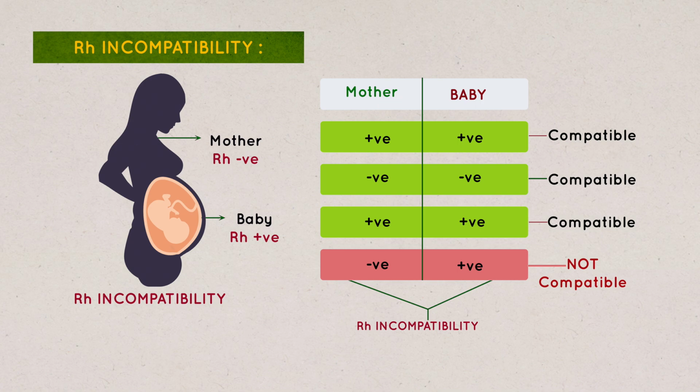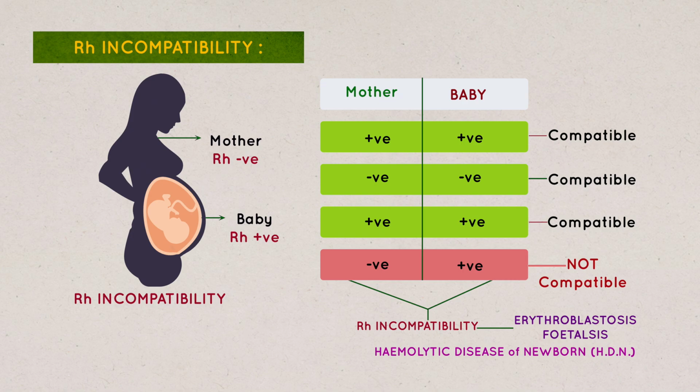Rh incompatibility can lead to very serious consequences like erythroblastosis fetalis. It is also called HDN, that is, hemolytic disease of newborn. Let's look at the illustrated process of Rh incompatibility.